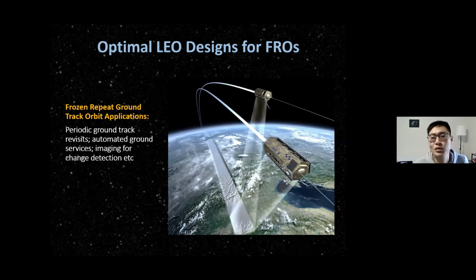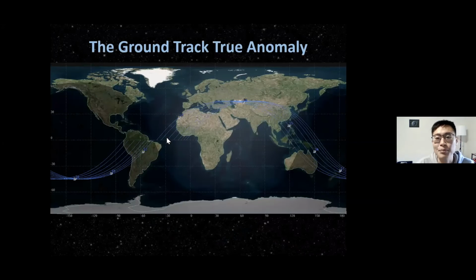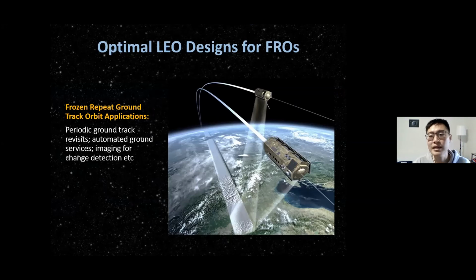So what is a frozen repeat ground track? Remember in the previous slides, I showed you guys, oh, this is a ground track. This looks really nice, really pretty. A frozen repeat ground track is a ground track that basically repeats itself after a specific, designed amount of time. And a lot of space missions have used this because they need to look at the same place from the same point of view periodically. Either that or it makes it easy for them to automate ground services.